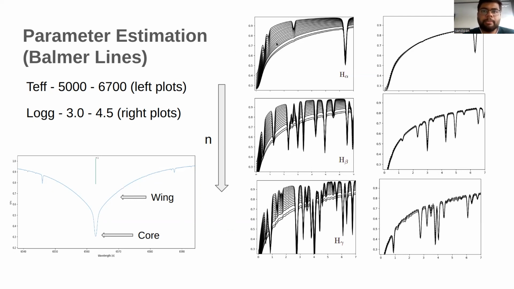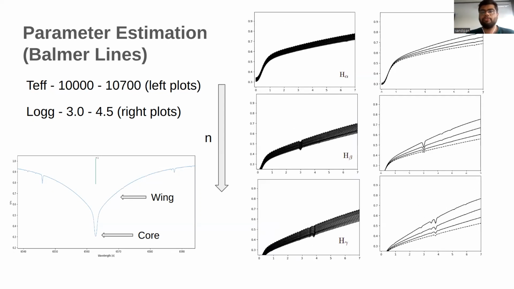And if you change the temperature, you see that the wings of the Balmer lines change quite a bit. But remember, the temperature is around 6000 Kelvin, where these changes can happen in temperature. But if you change the surface gravity, you see that the wings of the Balmer lines do not change much. But now if we go to a higher temperature star, let's say around 10,000 and above, then you see that the continuum is getting affected more by the surface gravity compared to the temperature.